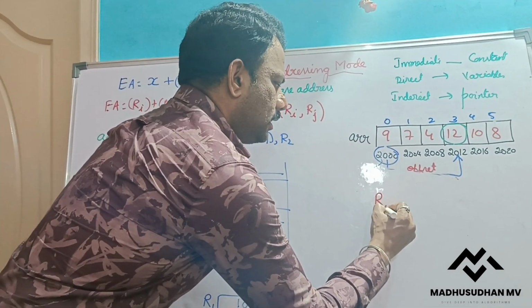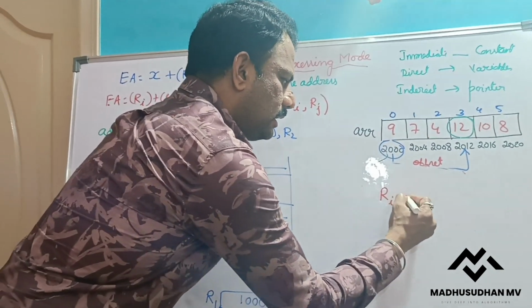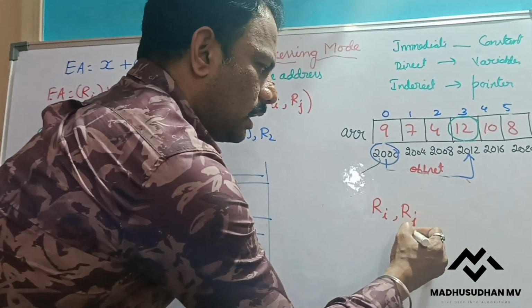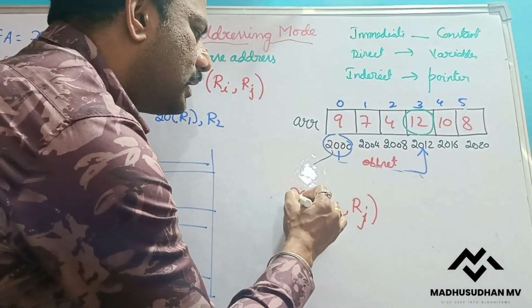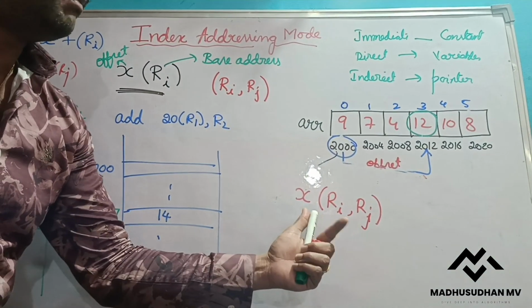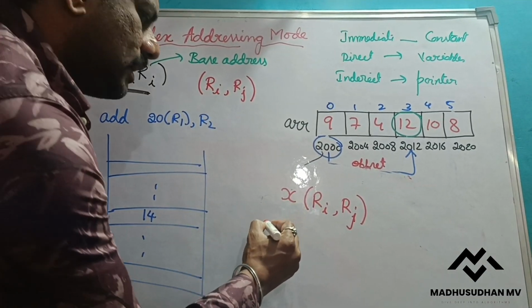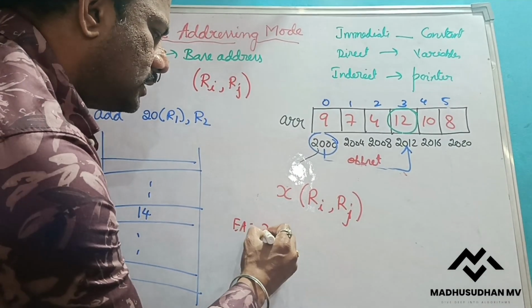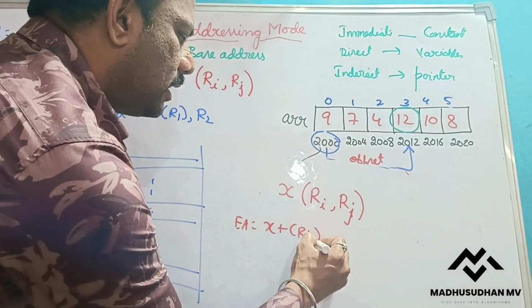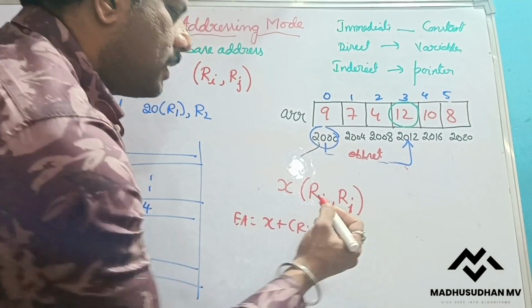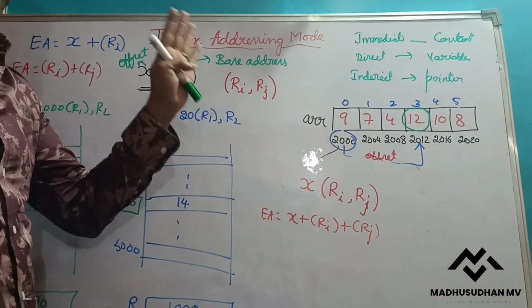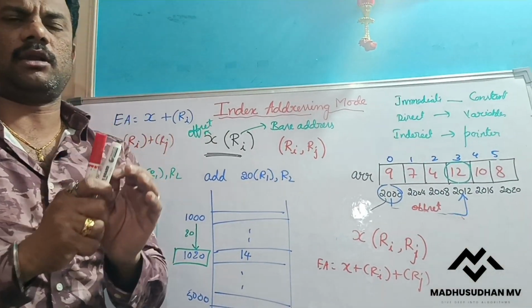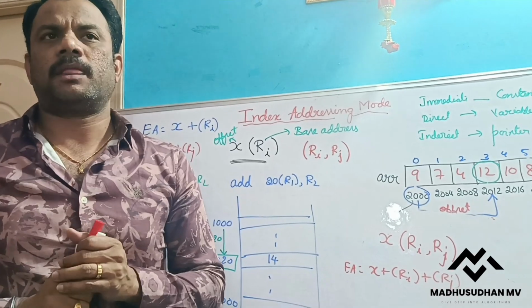See, in Ri I am storing the base address, and in Rj I am storing another row address, the column address, and the offset address I am writing as a constant again. In this case, the effective address is calculated as x plus Ri plus Rj. This is base with index plus offset. Now, these three variations, we use especially when dealing with arrays and lists.